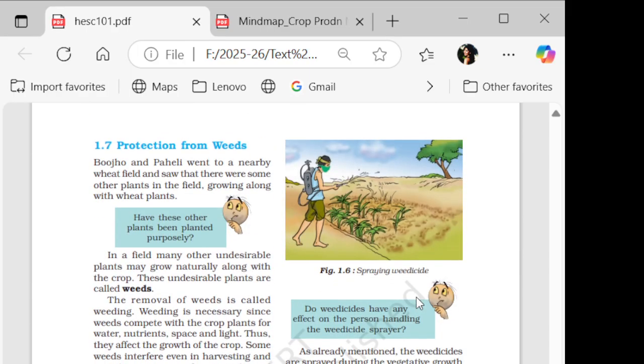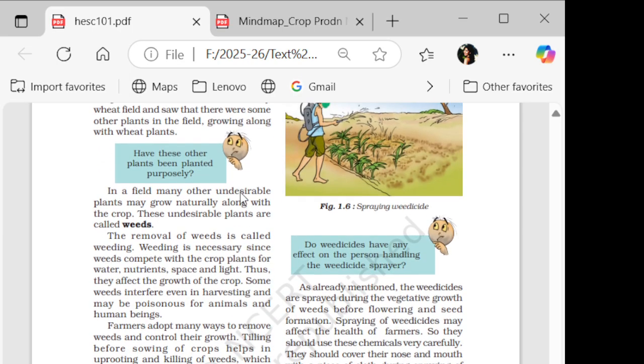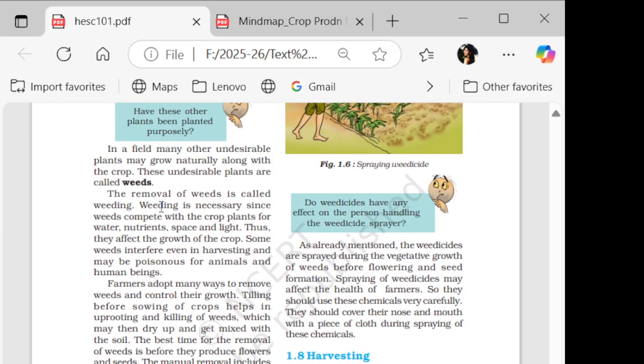Let's see, next is protection from weeds. Now weeds are unwanted plants which are not desired. The reason why they are unwanted is because they compete with the main crop plant, and they take all the nutrition, that is nutrition and water and sunlight and everything that is for the crop plants. So that is why removal of weeds is very necessary, and removal of weeds is called weeding.